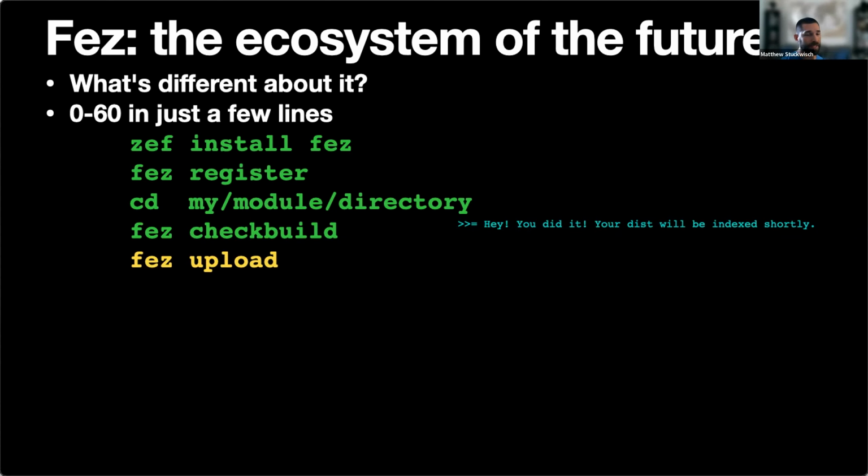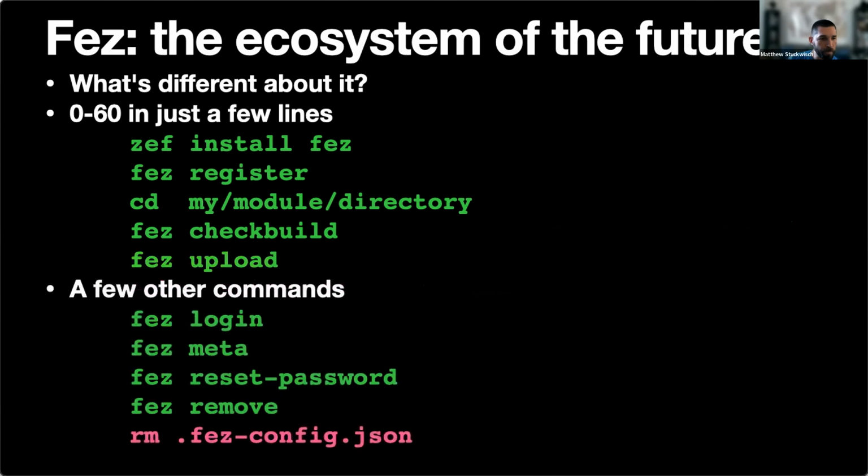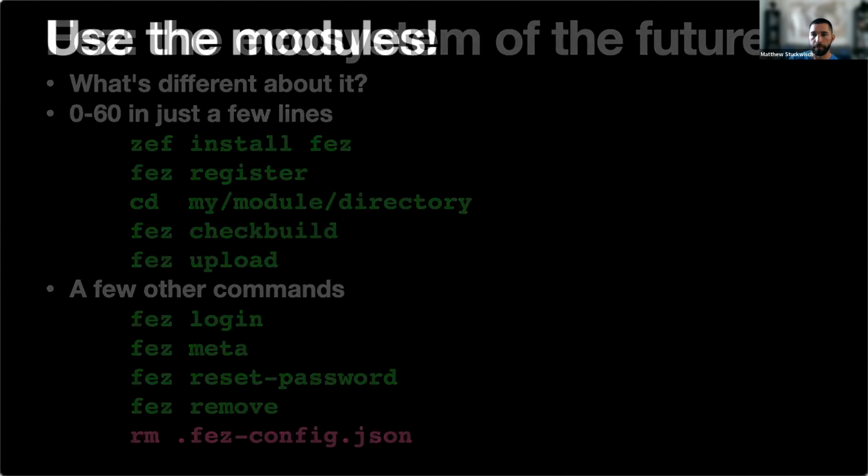Yes, Sally, the checkbuild is basically a linting process. Maybe down the road they'll get a lot more in there, or somebody will write a module that does more intensive linting. But it's a very straightforward one. Another thing you might want to do is echo sdist to your .gitignore, because it does add that directory into your repo. And a couple other commands: you've got fez login if you get logged out, fez meta will let you update your meta information, reset password, and remove. Fairly straightforward there.